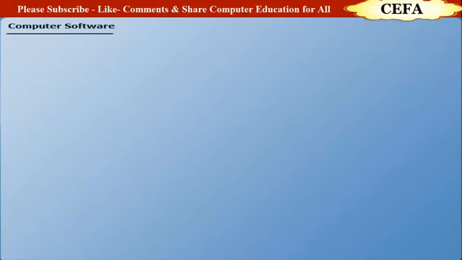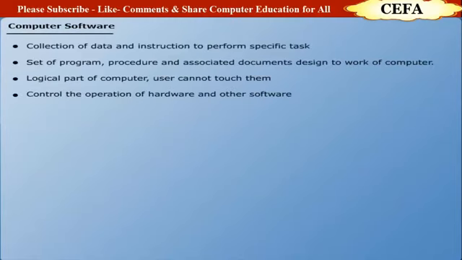Computer software. Software is a collection of data and instructions given to the computers to perform specific tasks. It also refers to a set of programs, procedures, and associated documents designed for the working of computers. The software is the logical part of the computer that the user cannot touch but uses to make the computer operate. Computer software controls the operation of hardware or some other software.